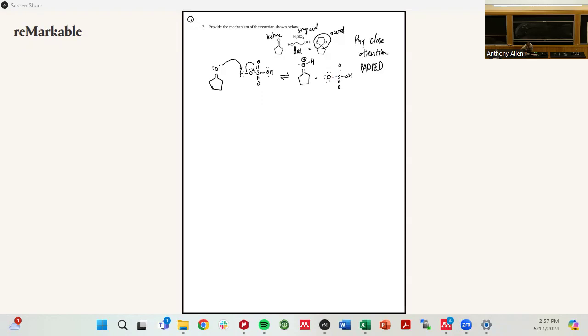What should be on this oxygen? Yep, minus. So let's just assume that this would be a very critical thing to know how to do: to take a ketone and a strong acid and protonate it.